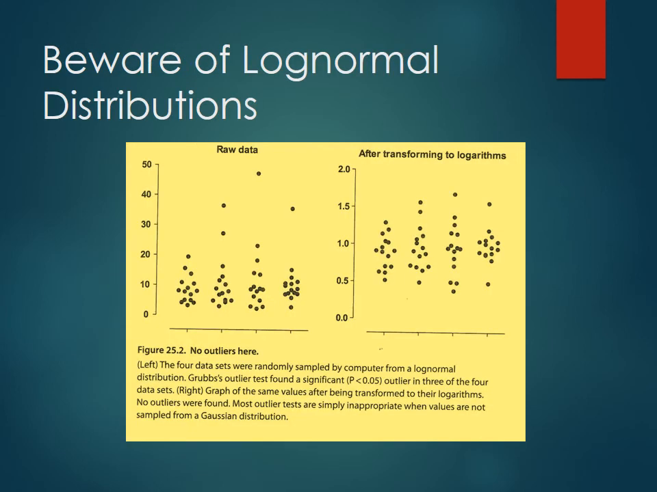So here you can see an example of data that looks like you had some pretty significant outliers, but really was just on a log normal distribution. You can see here on the right side, after it's been corrected for that, how it assumes that normal Gaussian distribution.